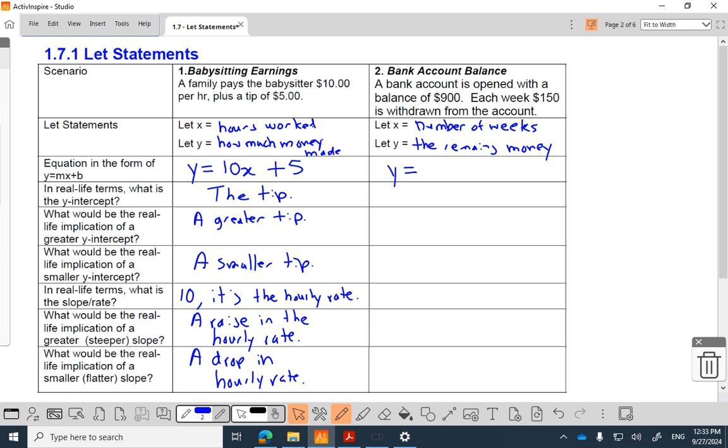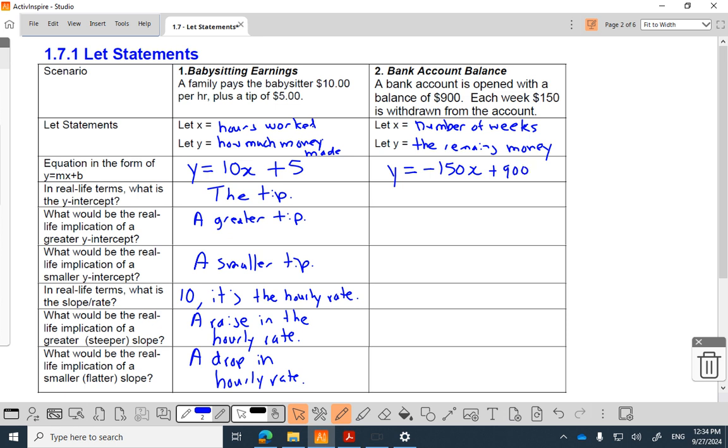Negative 150x. Oh, he caught it. I thought he was going to catch it. I thought I was going to get to do some extra teaching. I thought he was going to say 150. But in this case, since it's going down, he caught it, negative 150. And how much is the starting value? How much is in the account at the beginning? 900.